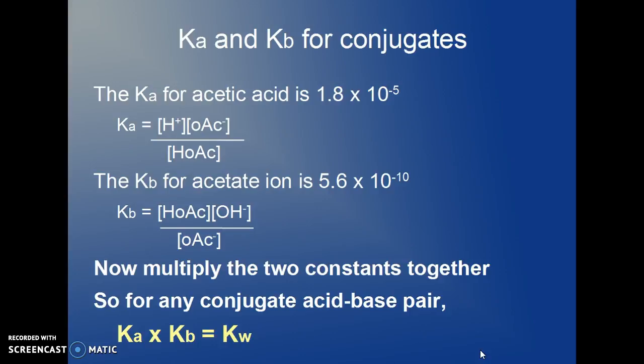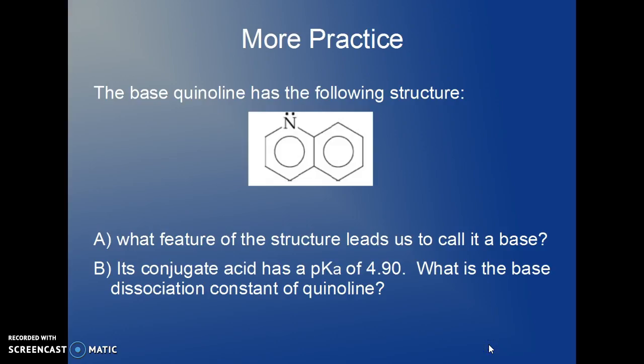That's a useful piece of information now, because that means that if we want to find Kb for, say, propionate, we just divide Kw by Ka. Let's look at an example.